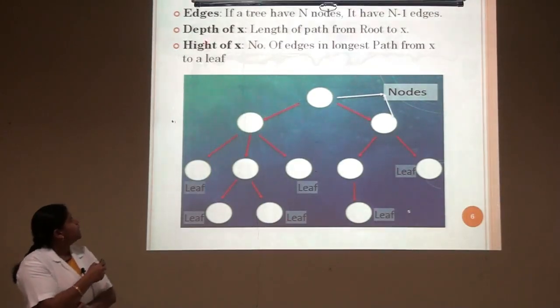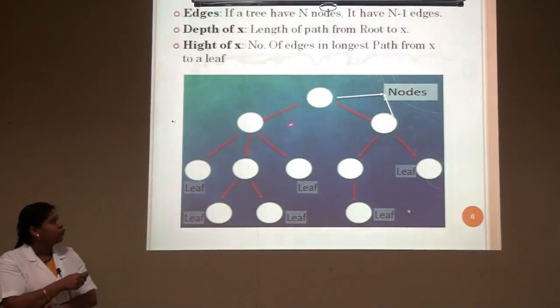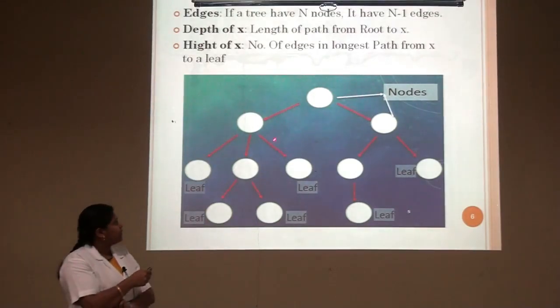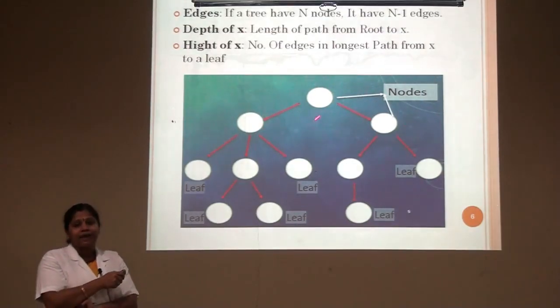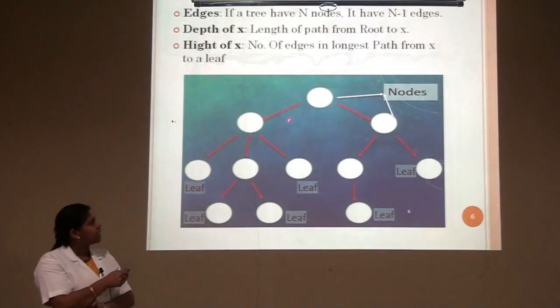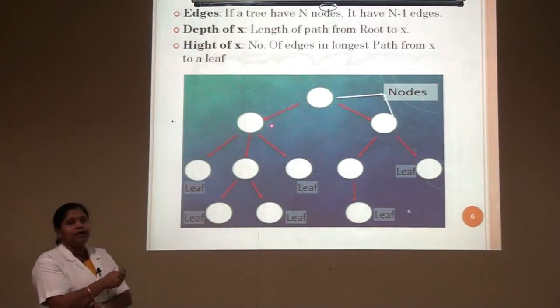What do you mean by depth of some node x and what do you mean by height of some node x? The depth of the node is calculated from the root node. When you take this node, what is its depth from the root node, meaning how many edges are there connecting the node to the root? Here only one edge is there, so depth is 1.